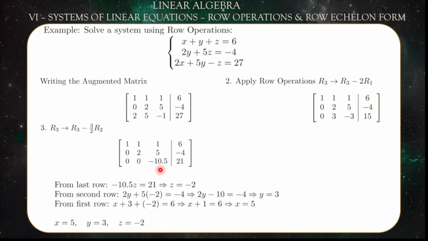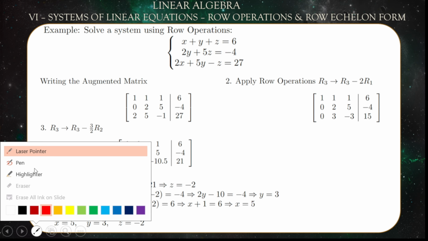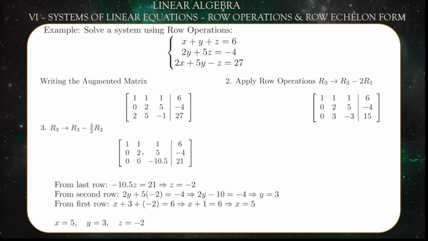So you have minus 10.5, which is in the z column. So minus 10.5 z is equal to 21. So z is equal to minus 2. We found z. Now we can replace it in the second equation here. So what is the second equation? It is 2y plus 5z is equal to minus 4. What is z? z is equal to minus 2.